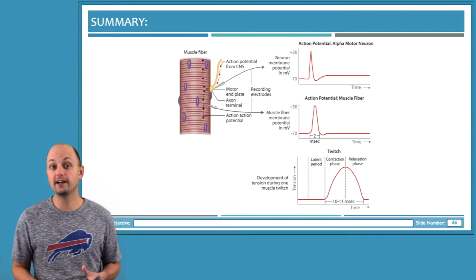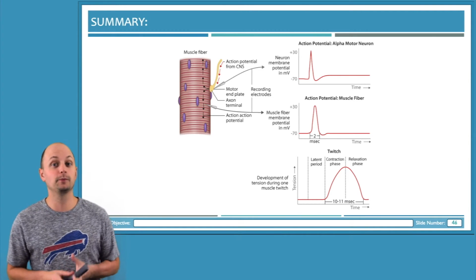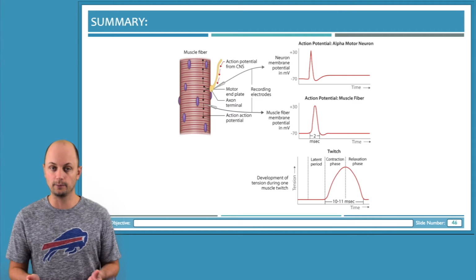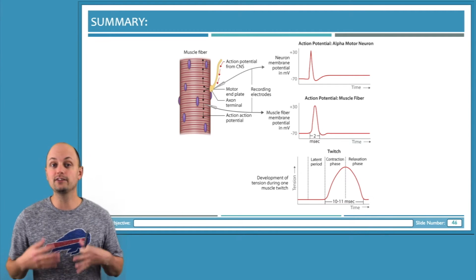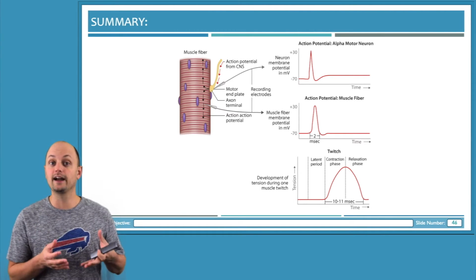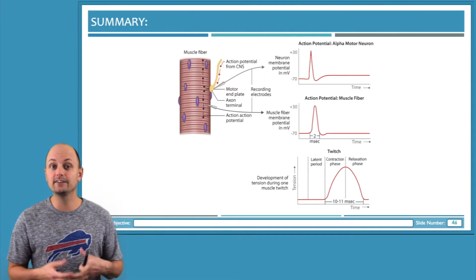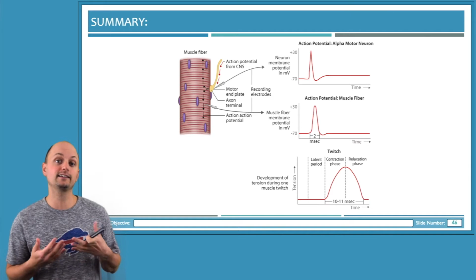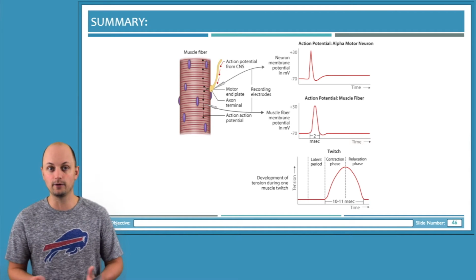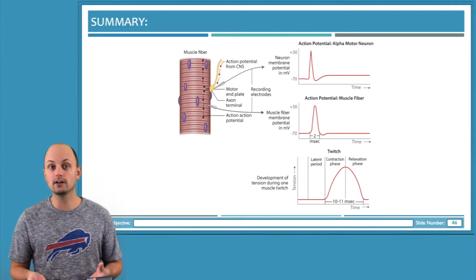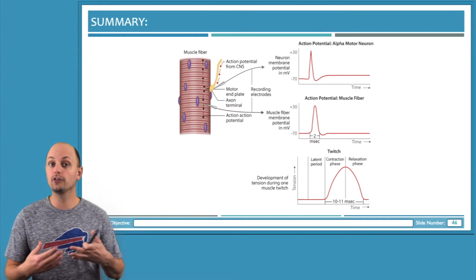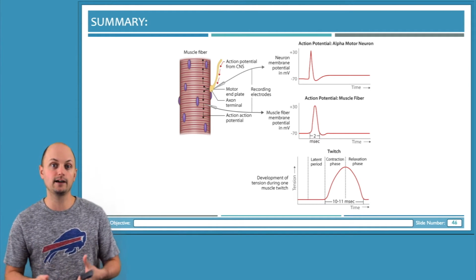So we just spent some time reviewing the neuromuscular junction and the process of excitation-contraction coupling. One way that we can piece all of that together is by comparing the action potential of a neuron, the action potential of a muscle fiber, and the mechanical contraction and relaxation cycles of a muscle fiber. And that's exactly what we're doing here on this slide.